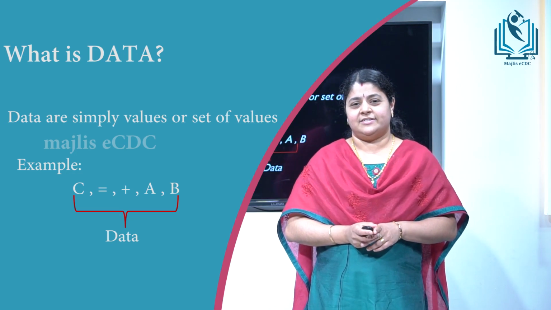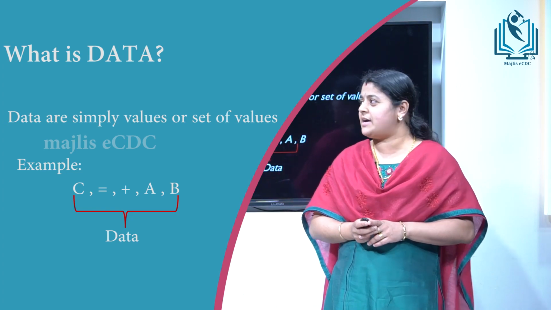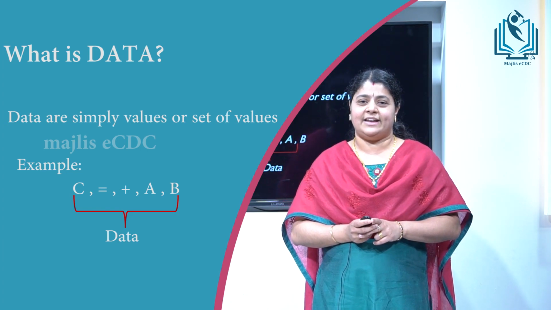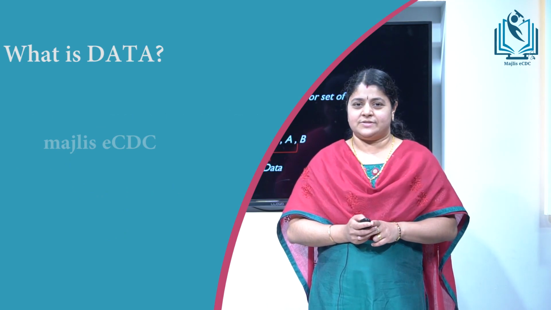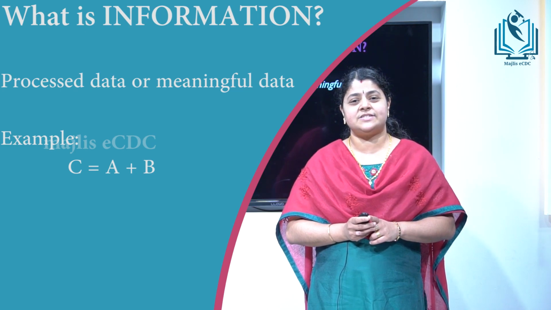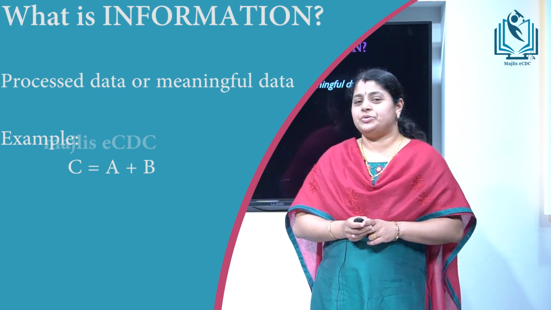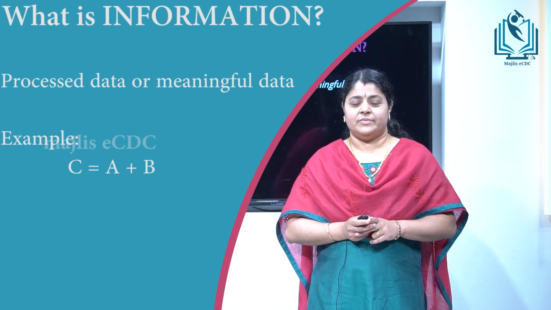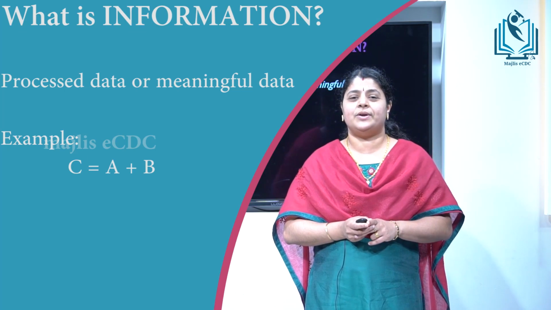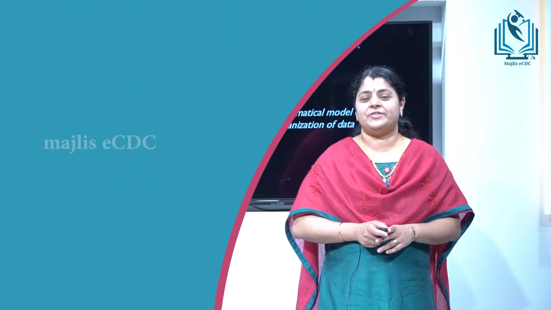What is data? Data are simply values or a set of values. For example, C equal to A plus B: A and B are data. These are a set of values. What is information? Information is processed data or meaningful data. For example, C equal to A plus B: the values of A and B are stored in memory and the result is stored in C. It's meaningful data, that is information. Going to the next topic.